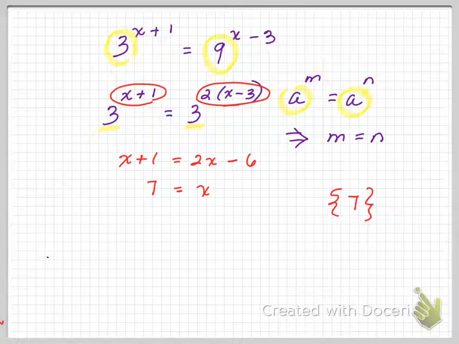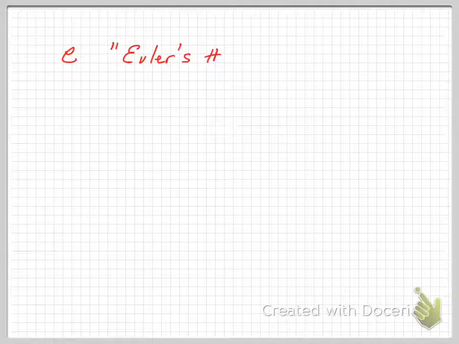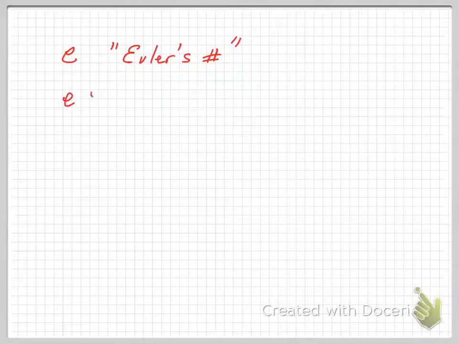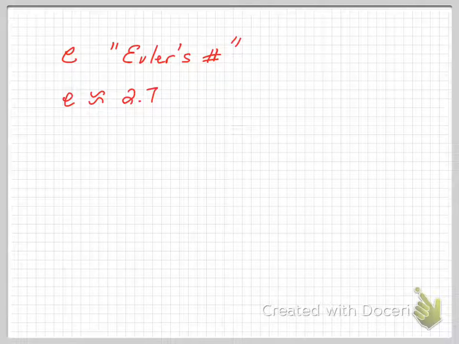All right, let's see. Pick out another one. Let's do one with the transcendental number e. So e is Euler's number. A Swiss mathematician, Leonhard Euler, came up with the number e. Again, it's transcendental, irrational. It's approximately 2.71, but it's just a constant. So e is roughly 2.7.